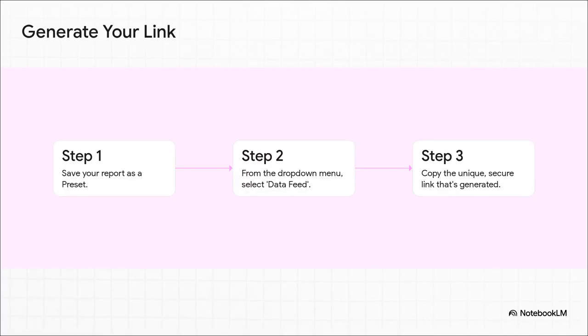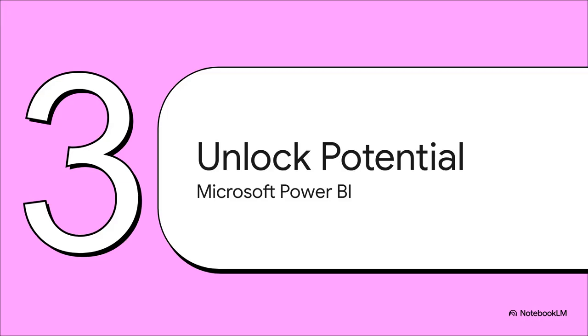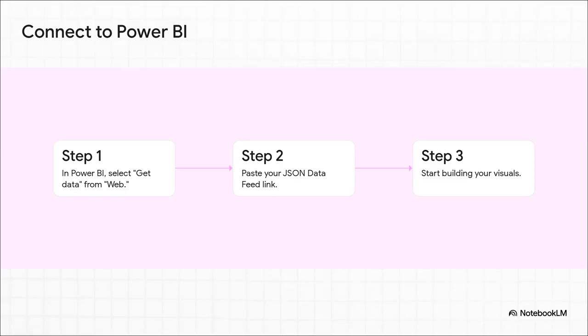Okay, once your preset is saved, getting the link is a piece of cake. You just go to the dropdown, select Data Feed, and copy the unique link it gives you. This one little link is the key that's going to unlock everything we're about to talk about. All right, key in hand, let's go open some doors. And first up is one of the biggest BI tools on the planet, Microsoft Power BI. Connecting this stuff is so easy, it almost feels like cheating.